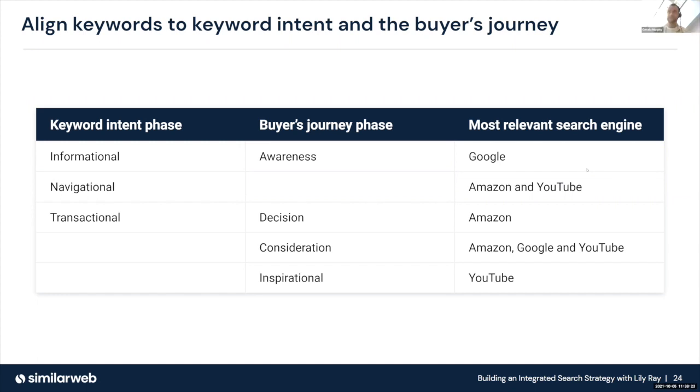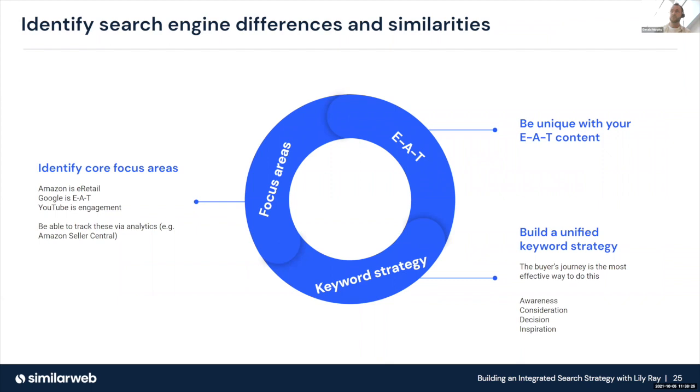Fantastic. So before we show you just how Similarweb specifically can help you identify these keywords and how to categorize them, just to summarize everything so far, we want to make sure we're really aware of search engine differences and similarities. When it comes to Amazon, it's definitely about e-retail, about people actually buying products. Google is all around EAT, and YouTube is all around video engagement. But remember the brilliant basics: they are 3 different engines.